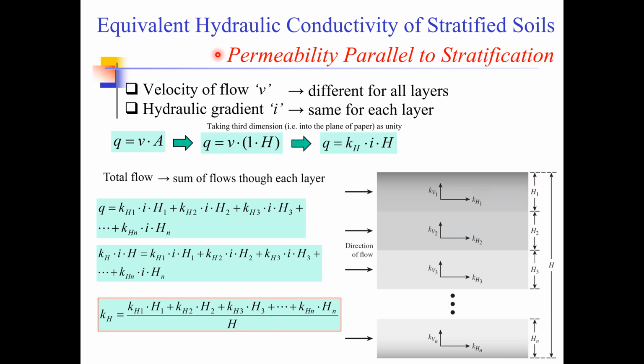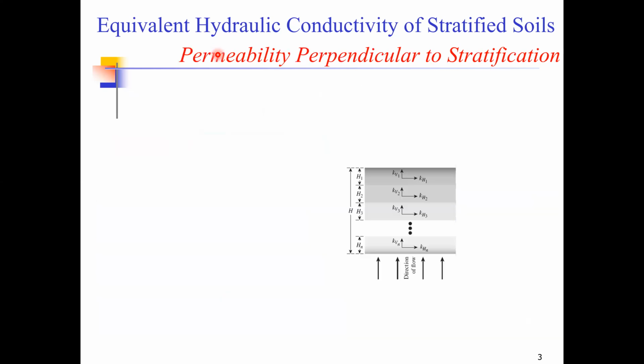In the same way, we can look at our second case, which is permeability perpendicular to the stratification. It is very likely that water does not only flow parallel to the layers, but water can also flow perpendicular to the layers. So if there is a case as shown in this figure in which the water is flowing perpendicular to the layers, how can we determine the discharge, or how can we determine the equivalent hydraulic conductivity in such a case?